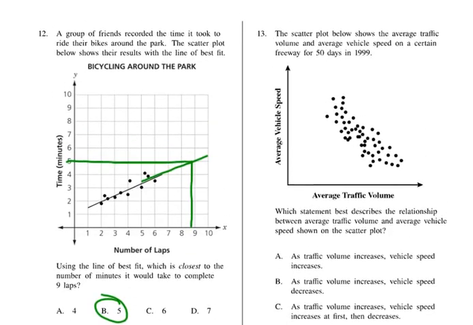13, here's what's happening. We're going down, even if you didn't put a line in. So which one makes sense? Well, as traffic volume increases, vehicle speed increases. That certainly isn't true, because then it would be going up. It was choice B, as traffic volume increases, speed decreases.